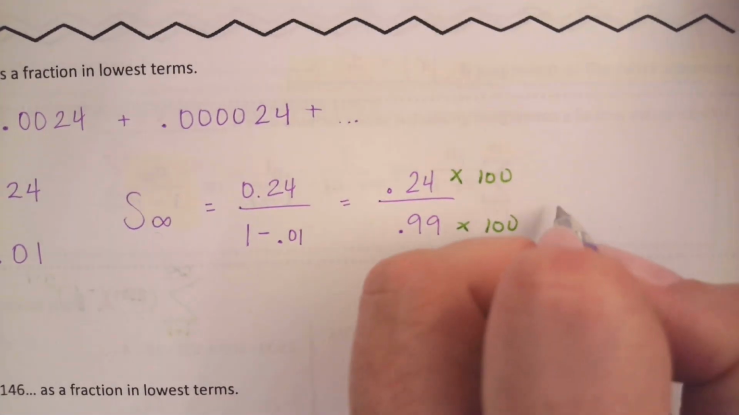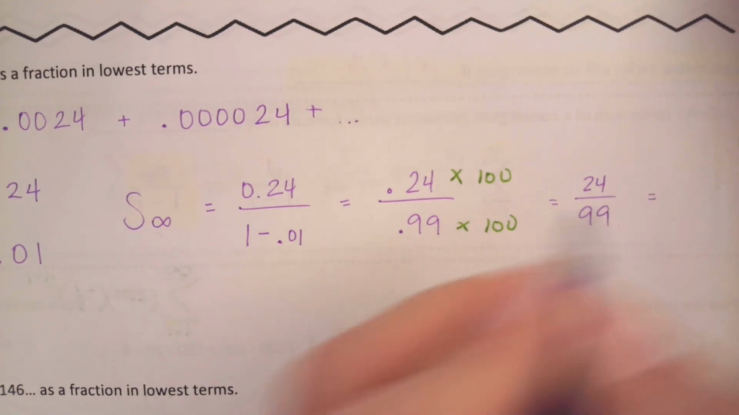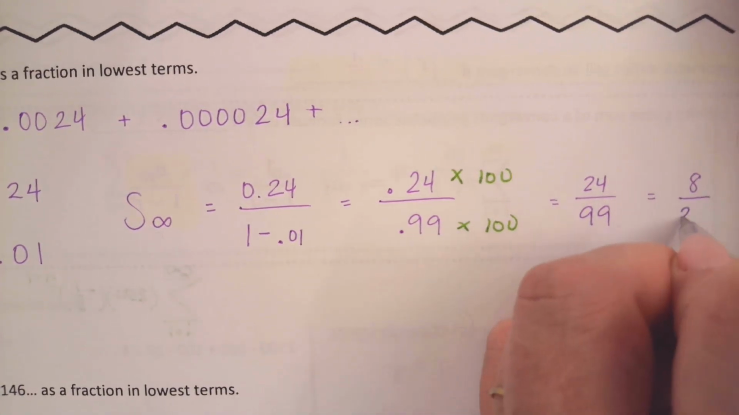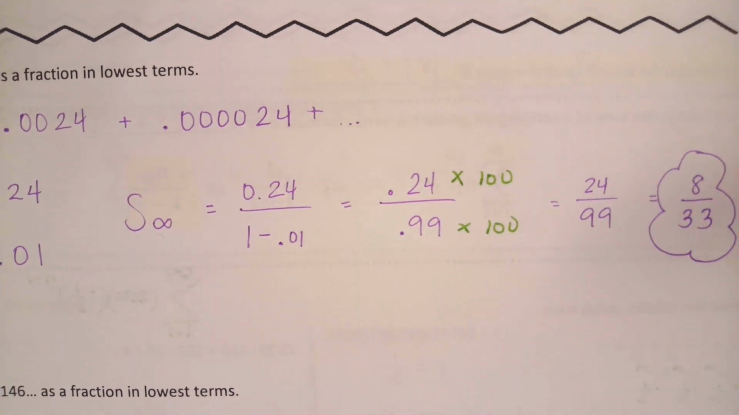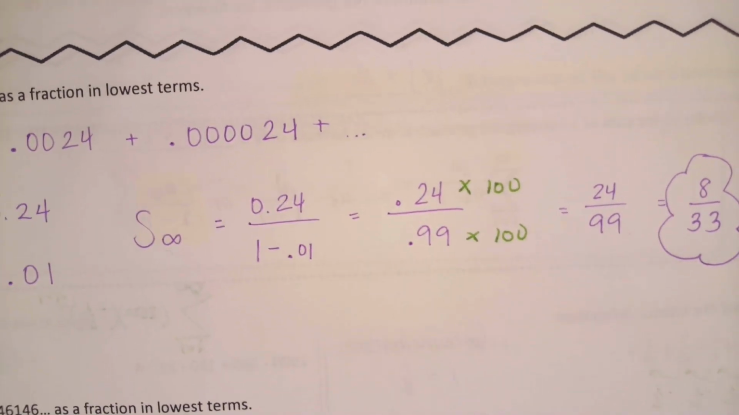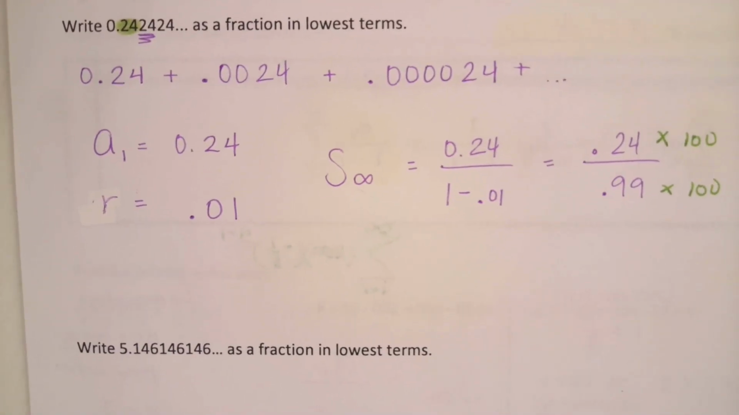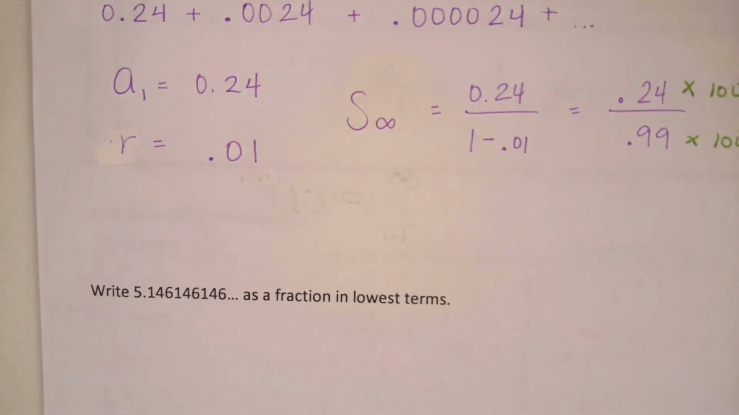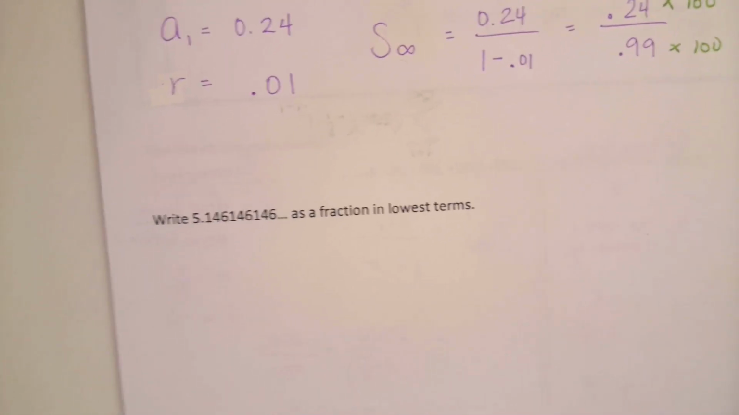So that would give you 24 over 99, which simplifies to 8 over 33, because both are divisible by 3. There it is. Same answer, though, with way less steps. I just put 24 over 99 at the beginning because I knew 24 over 100 would be 0.24. Does that work on the next one? Perhaps. Try it.